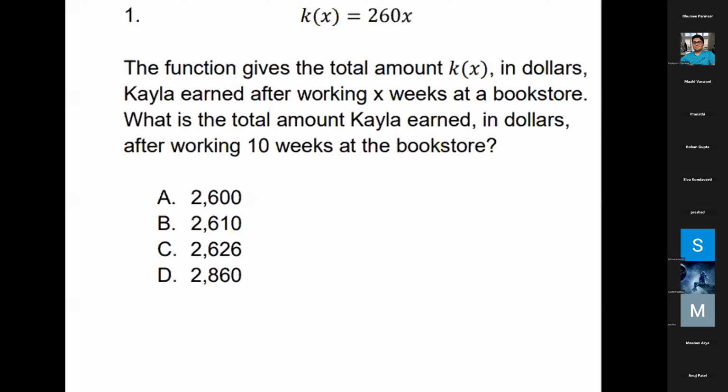Okay, so for question 1, we have k of x is equal to 260x. It says the function gives the total amount they earn after working x weeks. What is the total amount earned after working 10 weeks? So x is 10, so 260 times 10. That's equal to 2,600. So the correct answer is answer A.